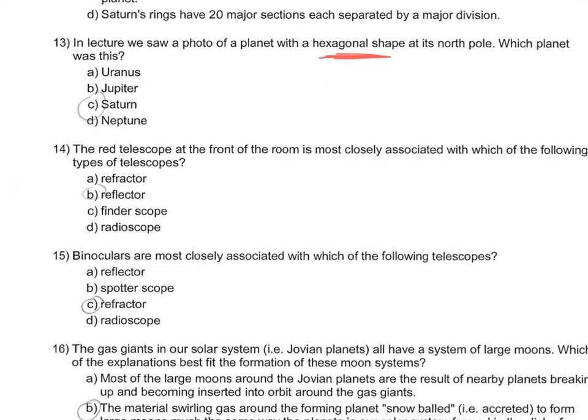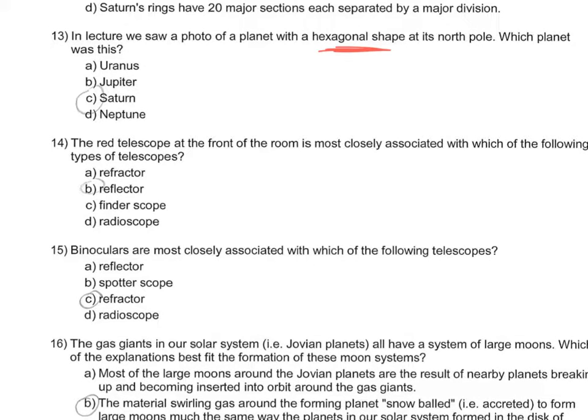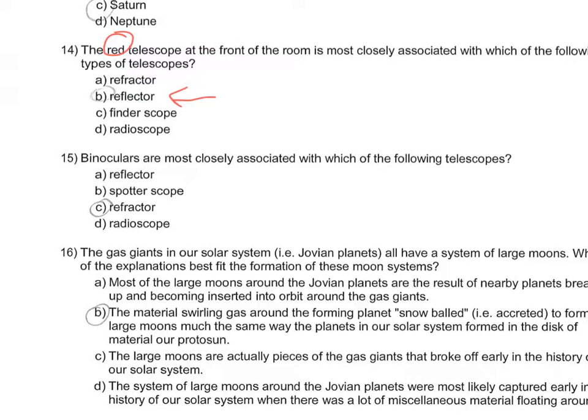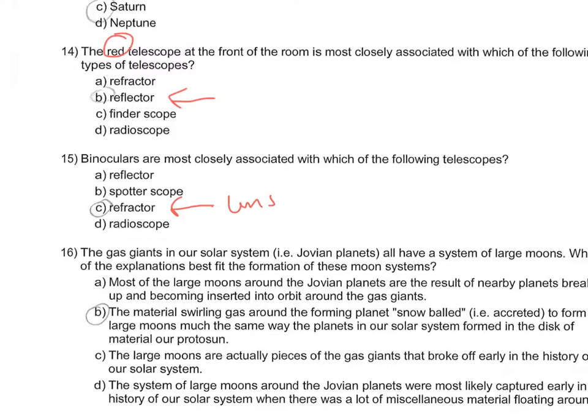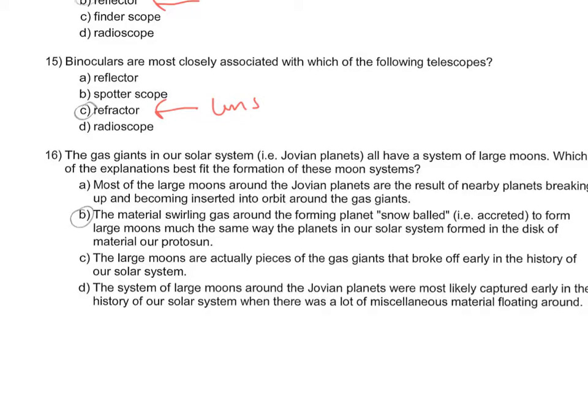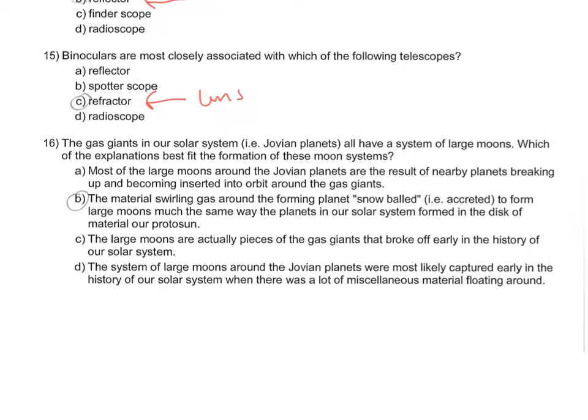At its north pole. Question 14, and I know it was red for a few of you and black for more of you. Actually, I was after a reflecting type of telescope. So reflector was the type of telescope we were looking into because you could look down at the back of the telescope and it had a mirror. Question 15, binoculars are most akin to refracting telescopes that use lenses.